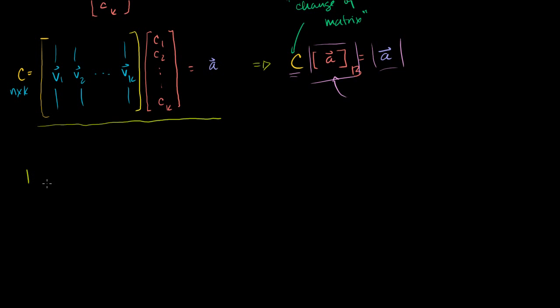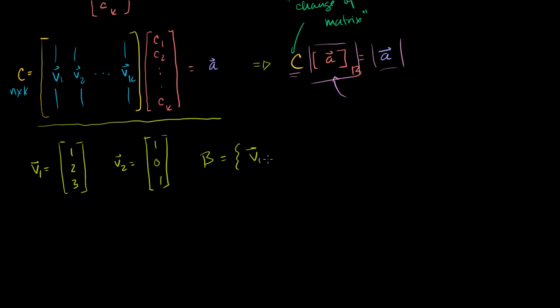Let's say I have two vectors. I'll define the vectors up here. Let's say we're dealing with R3. So vector 1 is 1, 2, 3. And let's say that vector 2 is 1, 0, 1. And I'm going to define some basis B as being the set of the vectors v1 and v2. I'll leave it to you to verify that these are not linear combinations of each other. So this is a valid basis; these aren't in any way linearly dependent.